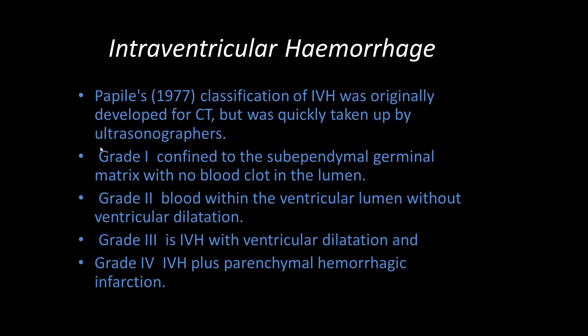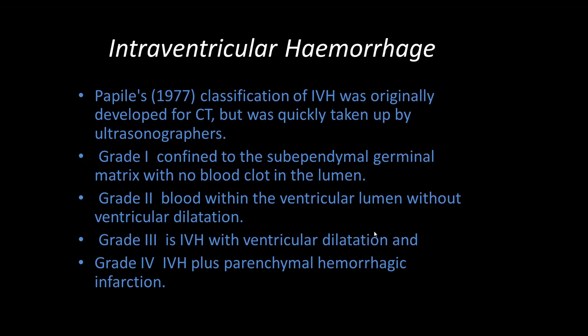So you have a grade 1, which is confined to the subependymal region and the germinal matrix. In a grade 2, there should be blood noted within the ventricular lumen, and the best way of seeing this is by using the posterior fontanelle view. Grade 3 is an intraventricular hemorrhage with ventricular dilatation, and grade 4 is an intraventricular hemorrhage with parenchymal hemorrhagic infarction.